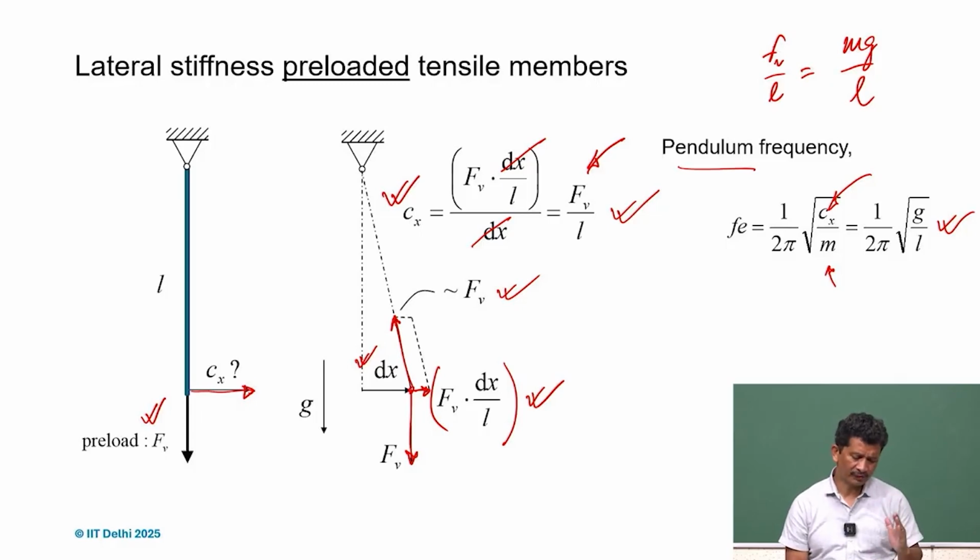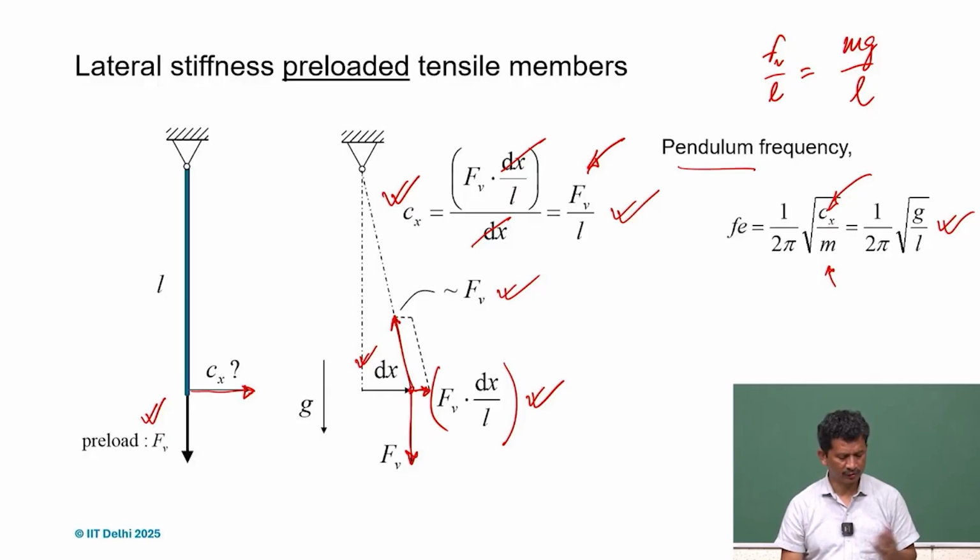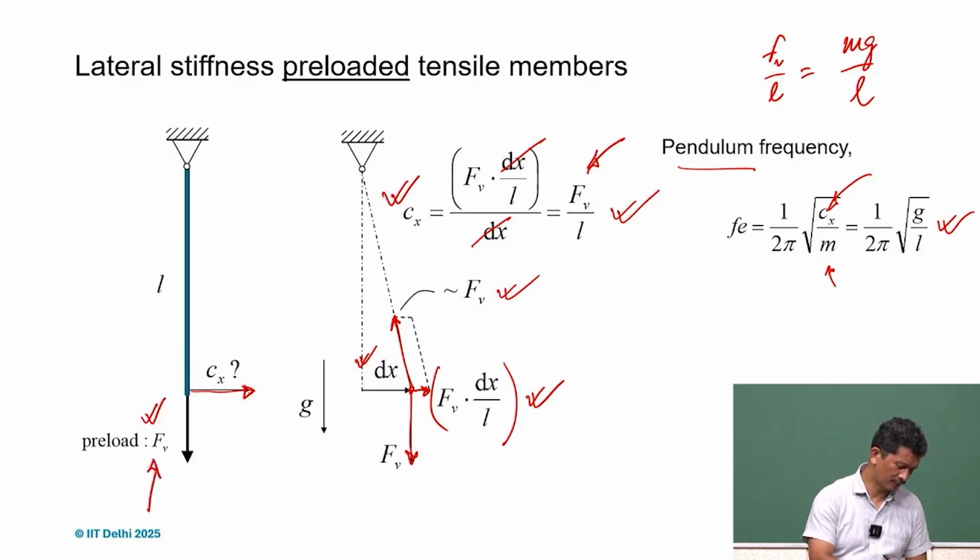What if it's a compressive load? If it's compressive, then the direction will change, so it will be negative, as we saw in the previous case, the pendulum and the inverse pendulum. Likewise here, if we just reverse the direction of this force, and it is in this direction, then yes, we will get negative stiffness.